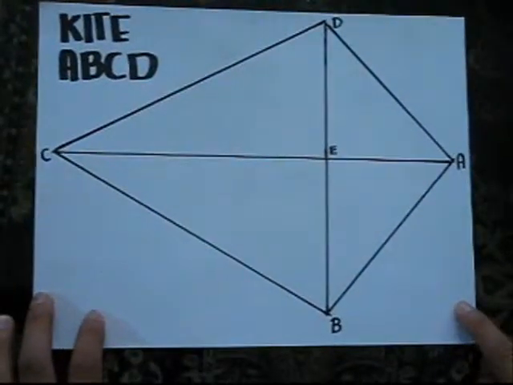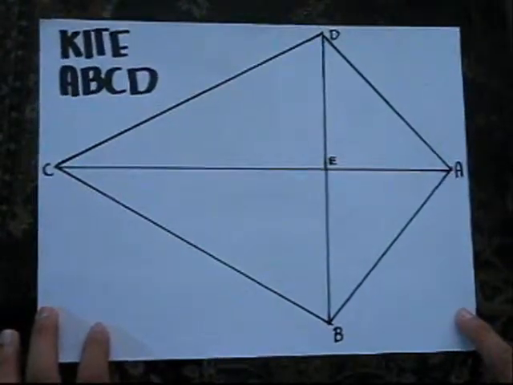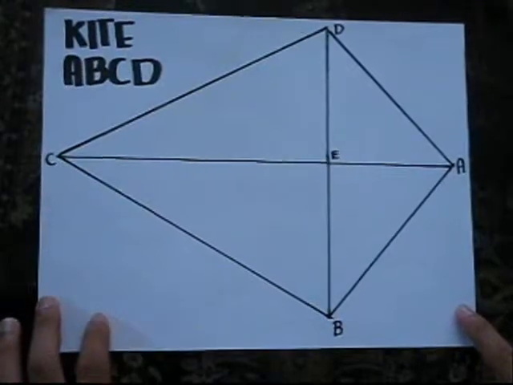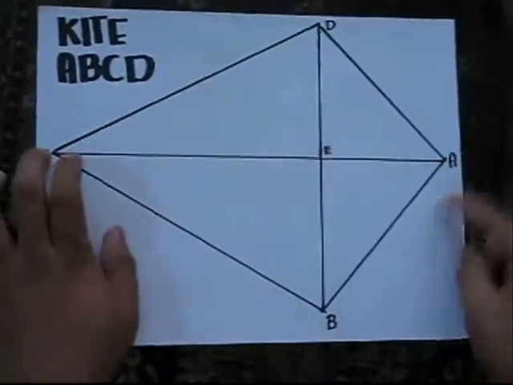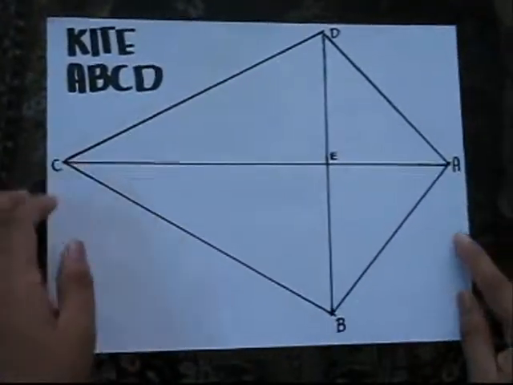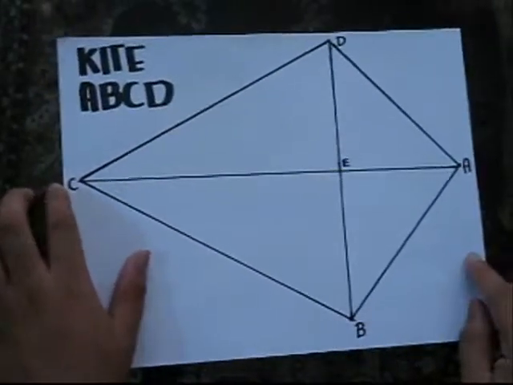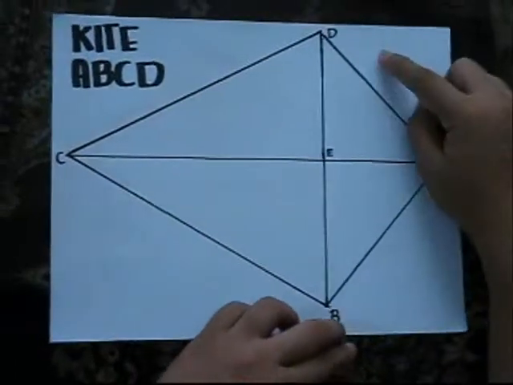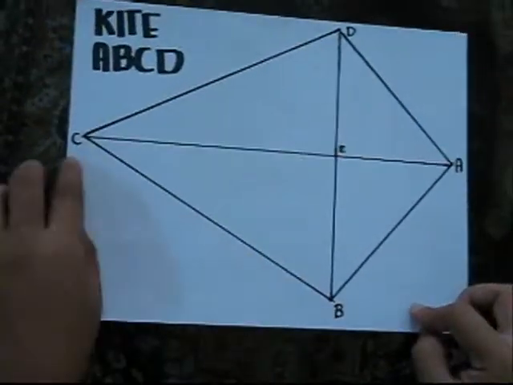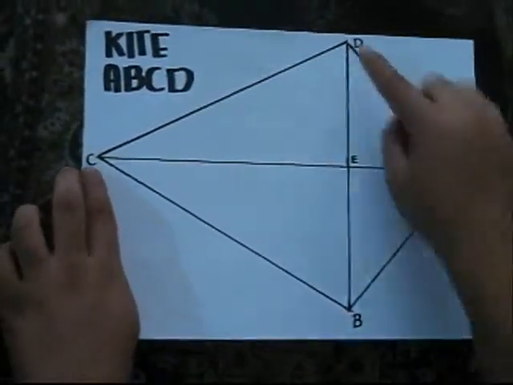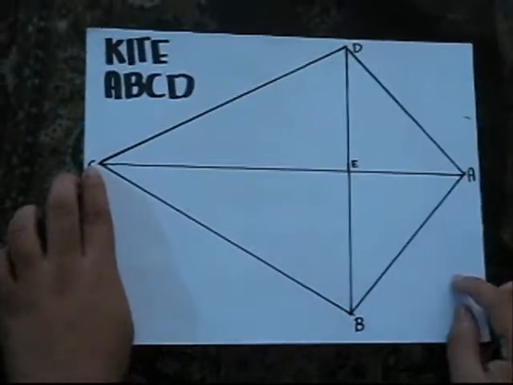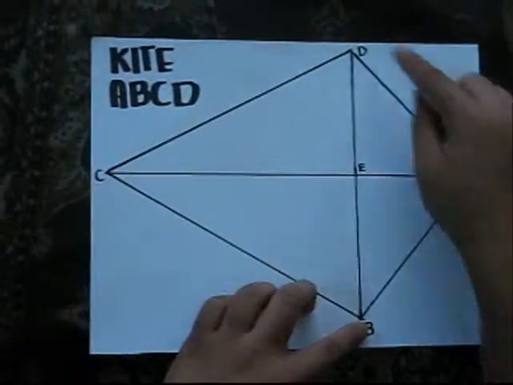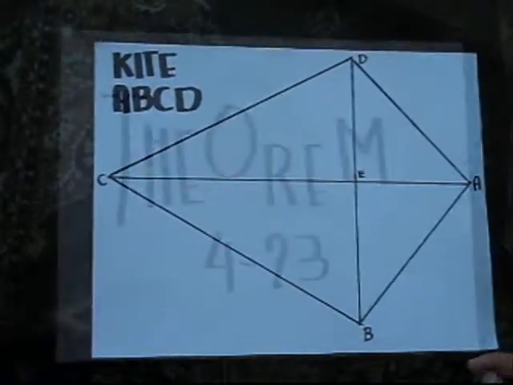Kite is another type of quadrilateral. It has two distinct pairs of congruent and adjacent sides. Quadrilateral ABCD is a kite. In this kite, line AB is congruent to line AD, and line BC is congruent to DC. The two segments, namely line AC and line BD, are its diagonals.